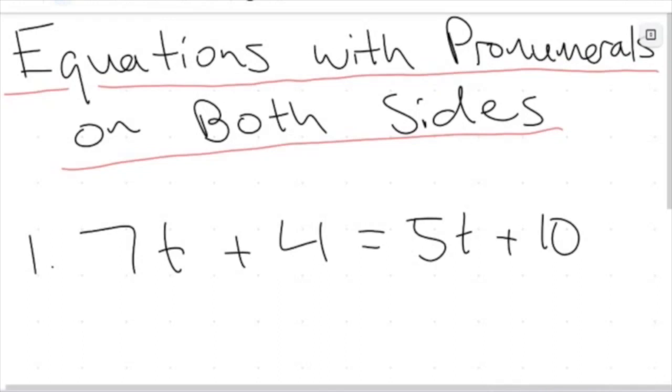Hey everyone. So hopefully after the last video, you all have slightly more of an idea of the intuition that goes into solving equations through the type of scale analogy we discussed. And at the end of that video, we also touched on how we can interpret this and apply it to solving equations with pronumerals on both sides. And this is what I want to continue to touch on today.